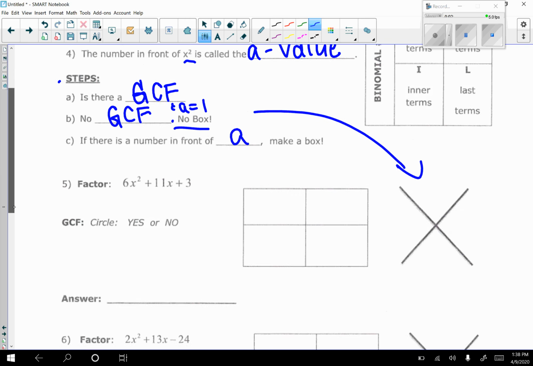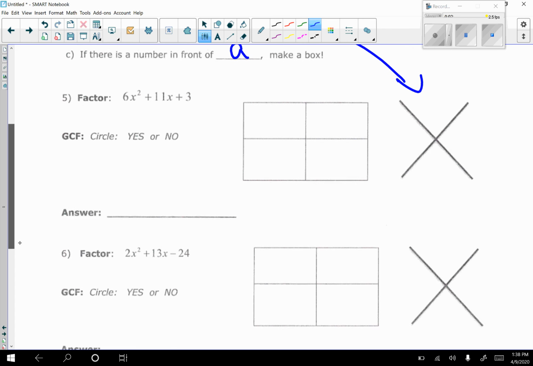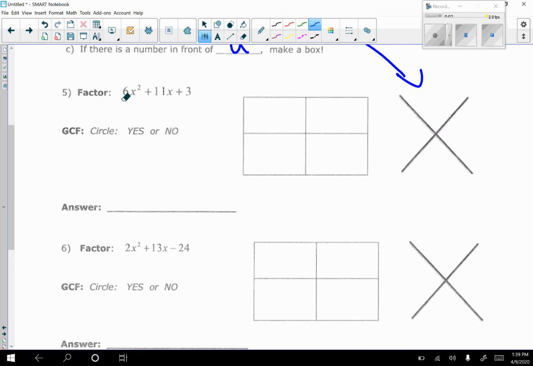So the first thing you're going to check as you're going through these problems is, is there a GCF? So here we have 6, 11, and 3. Can we take the same number out of all three of these? Our goal is to try to make a equal to 1. No, I can't divide all of these by 6, right? So there's no GCF, so we can't use this method. We have to go to our box method here.